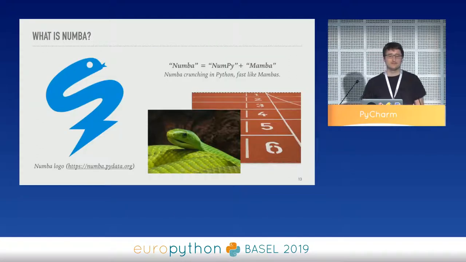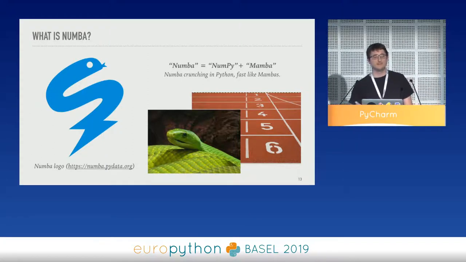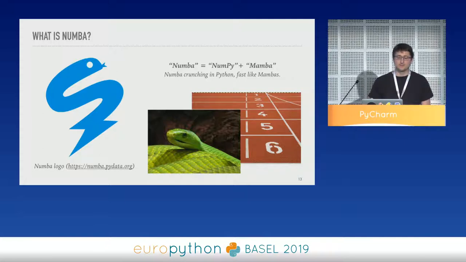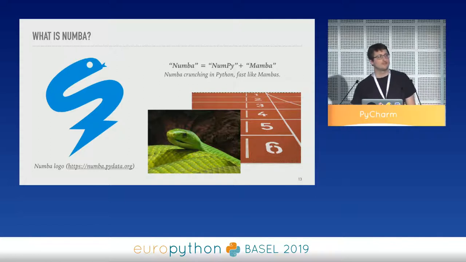But first, let's see a little bit. The name Numba comes from the combination of NumPy and Mamba. So you do number crunching in Python, and it's then fast like Mamba. So mambas are apparently some of the fastest snakes in the world. This is where the name comes from.